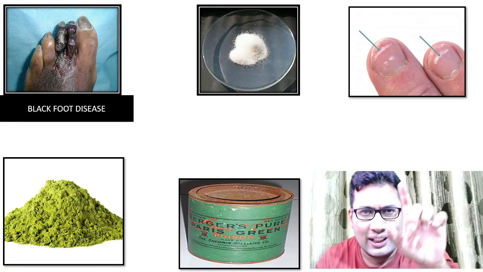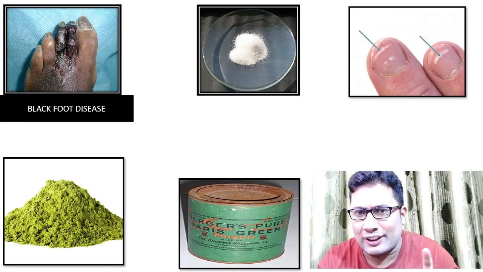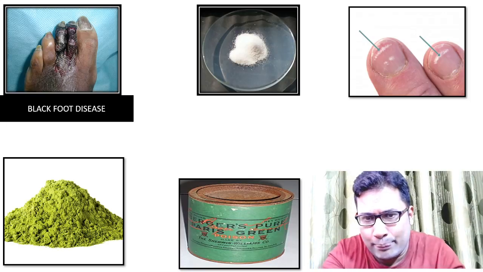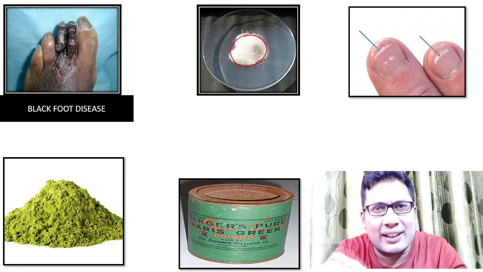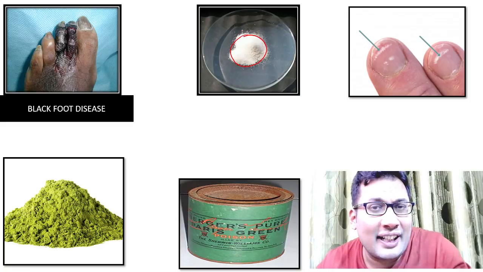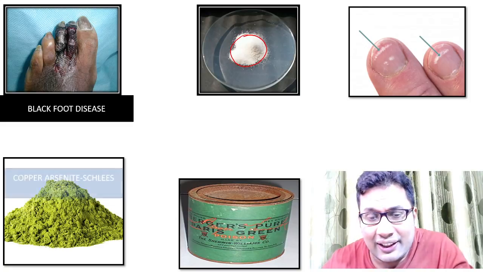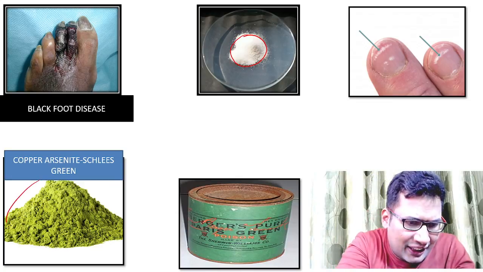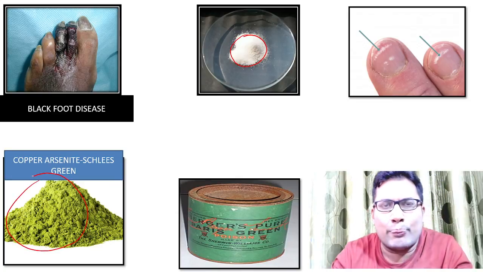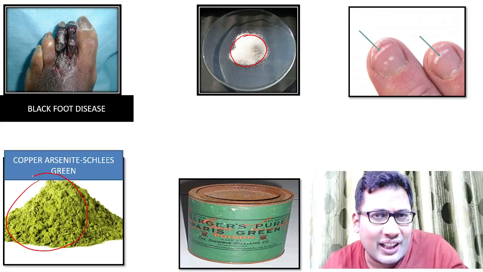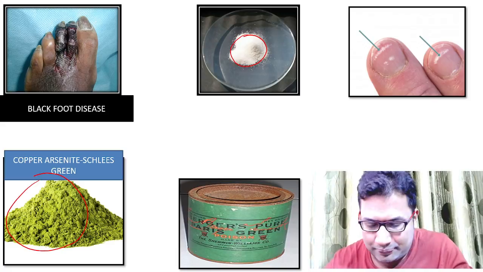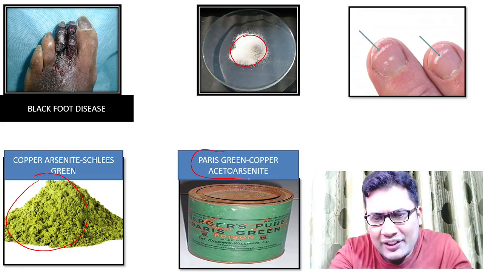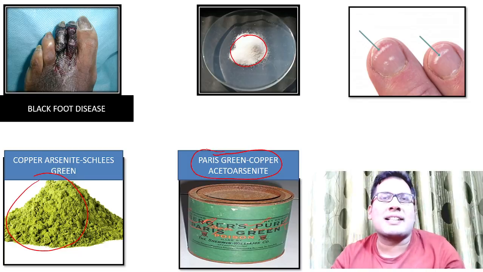Black foot disease, last year there was a question about black foot disease. And one more question, there was a question about this compound, a colorless compound which is known as the ideal homicidal agent, that is arsenic trioxide. And one more compound you can see here, this is the green color compound, copper arsenate, also known as Scheele's green. So this is the Paris green. Paris green is copper acetoarsenate.